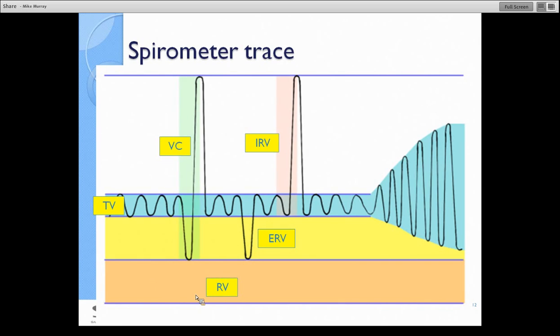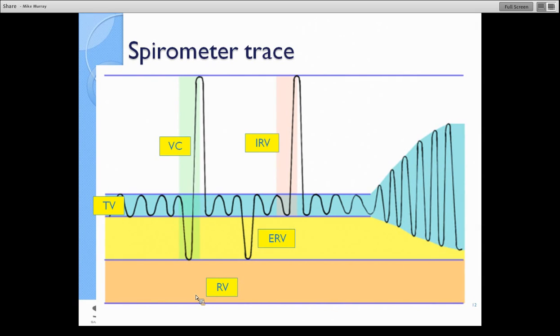Okay, clever people, what's happening to the vital capacity on the right hand side? What's causing that, first of all? And then once you've said what's causing that, what actually happens to your tidal volume on the right hand side of the spirometer trace?